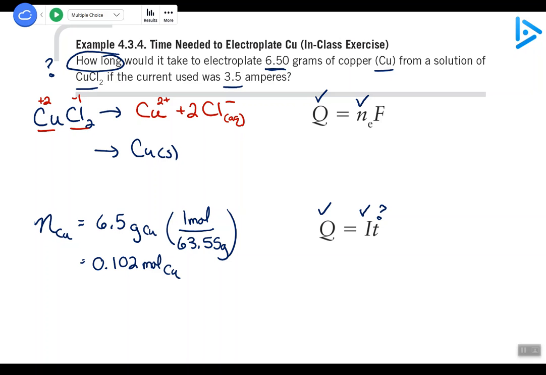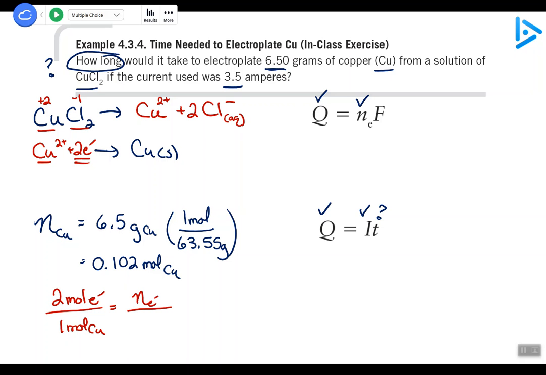Or when I dissolve it and make 2 -1 charged chloride ions, I only have 1 copper ion. It needs to balance the charge. Therefore, it must have a 2+ oxidation state. That means I need 2 moles of electrons to react with 1 mole of copper 2+. So if I have 0.102 moles of copper, I can do a mole ratio. There are many ways to represent this. This isn't the only correct way to think about this. But based on my balanced equation, I need 2 moles of electrons for 1 mole of copper.